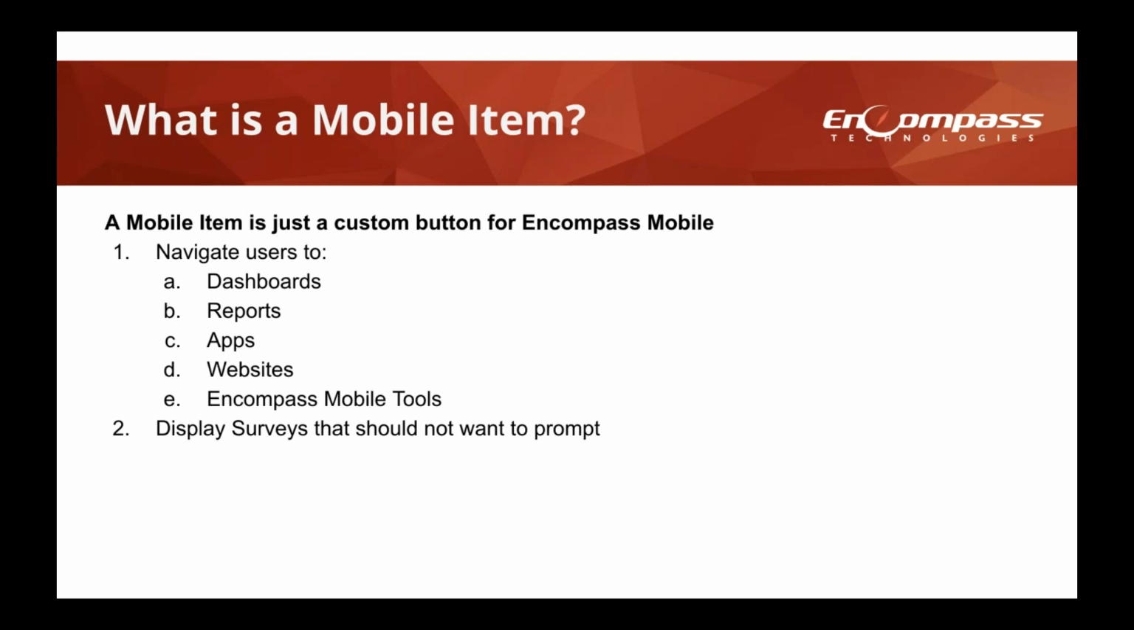Well, the answer to that is a structure that we call mobile items, okay? Now, before we get into the mobile items table itself, really what I just want you to understand right now is a mobile item is literally just a custom button within Encompass Mobile, okay? Now, these custom buttons can be set up to display dashboards. They can be set up to display reports, apps, websites, other Encompass Mobile tools, or even different data or different surveys.